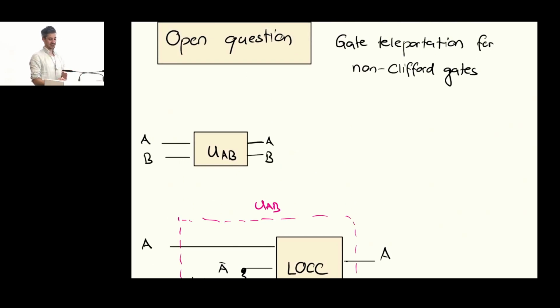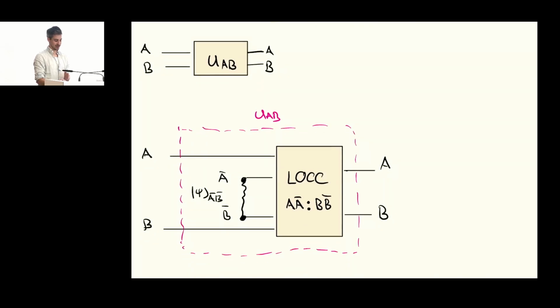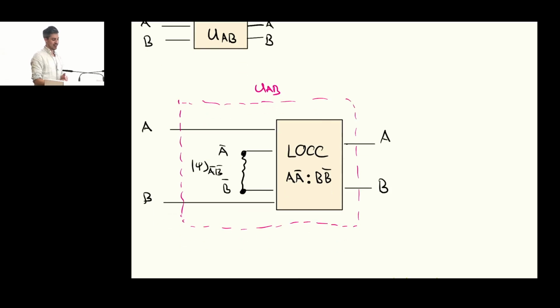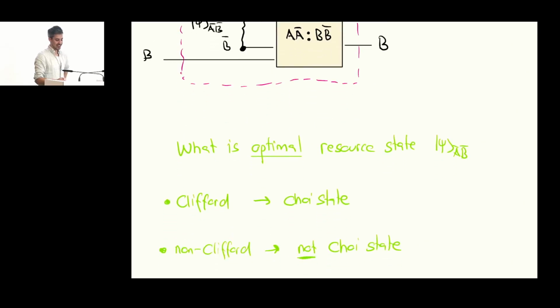So I would like to understand it for non-Clifford gates. And the question would be the following. Suppose I have a non-Clifford unitary here. I would like to find an LOCC protocol that implements this unitary with a resource state that I call psi. And of course I want to have the optimal resource state. Okay, what does optimal resource state mean? I want a resource state that is somehow in correspondence with the entangling power of a unitary. Again, the special cases are the following. If the unitary is not entangling at all, the resource state should be not entangled.